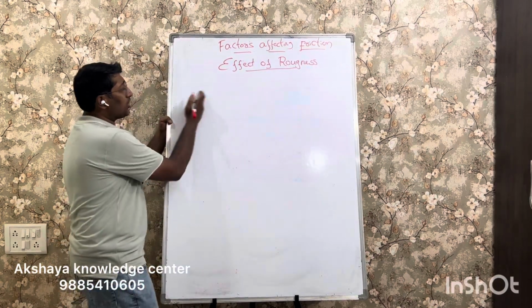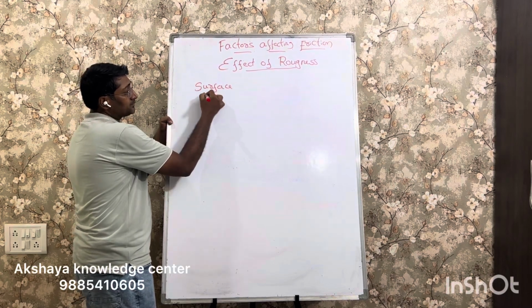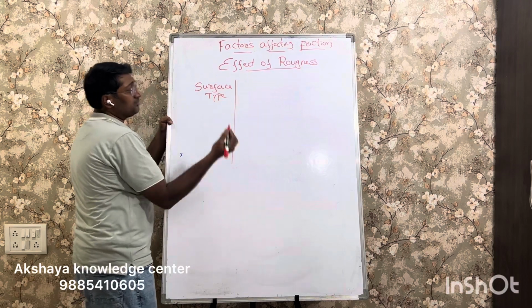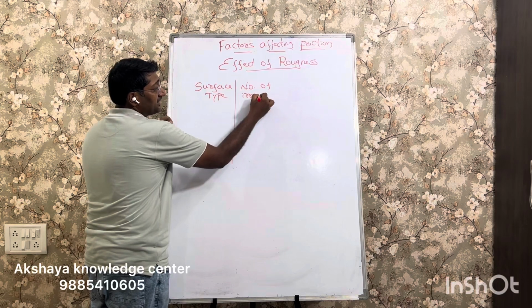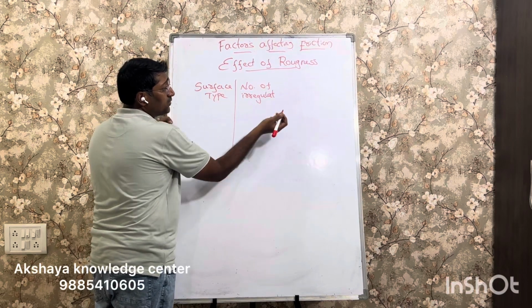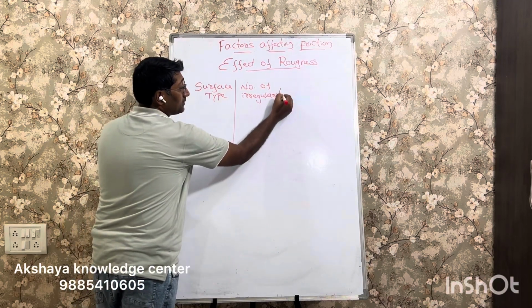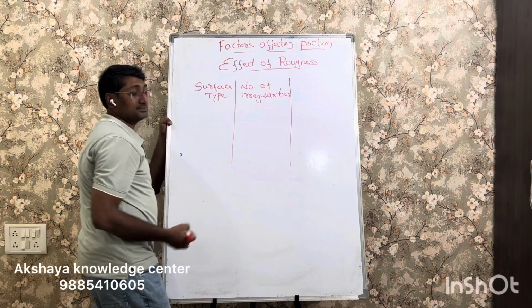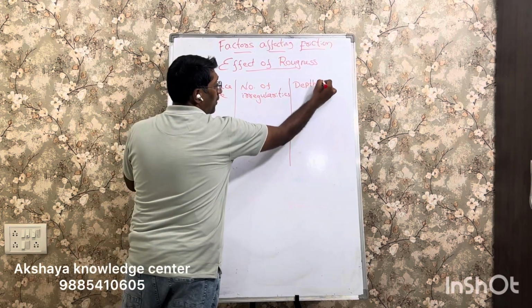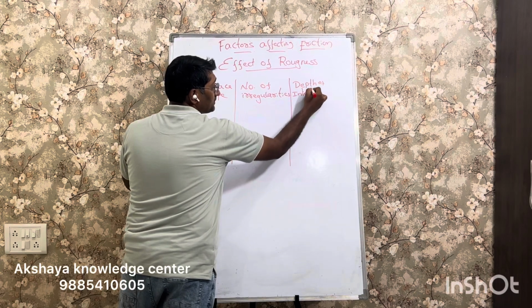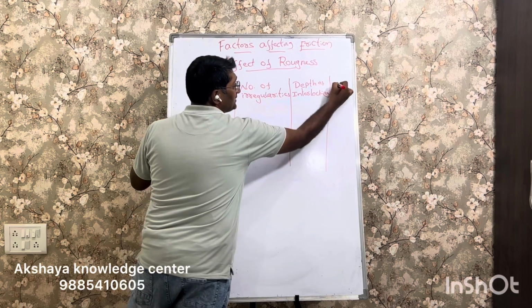So the first column I would write is surface type. Second column is number of irregularities. Irregularities, in your books, you might also see them as ups and downs. And the third column is depth of interlocking. And the last column could be frictional force.